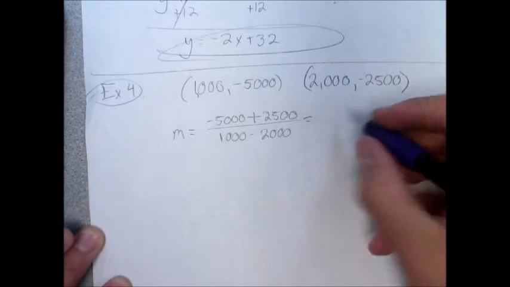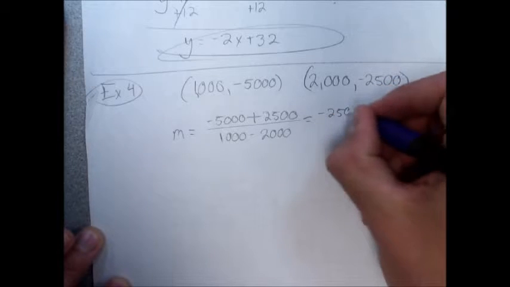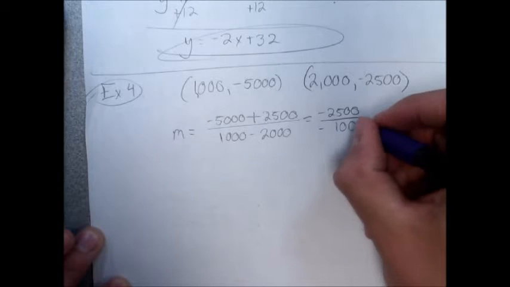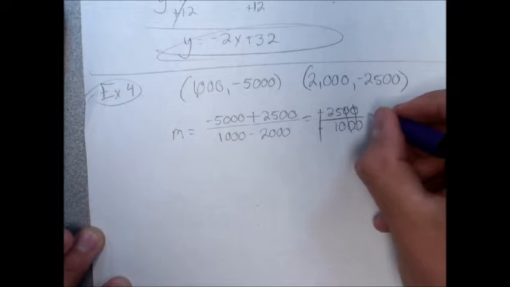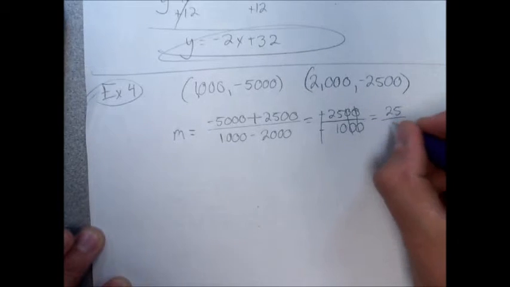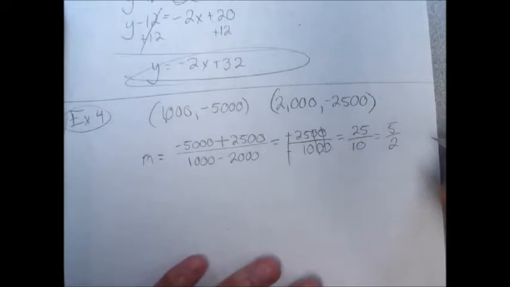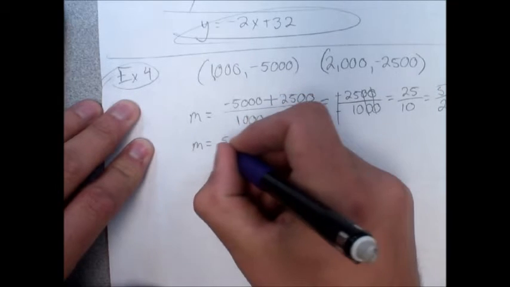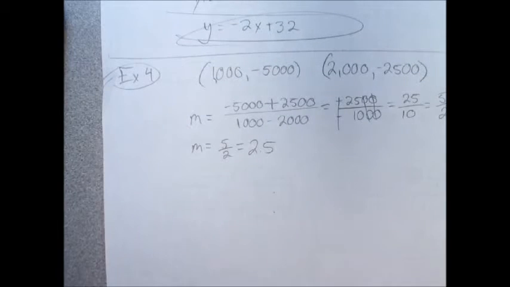Okay, I have negative 5,000 plus 2,500, which is negative 2,500, and 1,000 minus 2,000, which is negative 1,000, and those negatives will end up canceling out. So I have 25 over 10, and I can continue reducing this. I'm going to reduce it by 5, so I get 5 halves. So my slope is 5 halves. So I now know my slope is 5 halves, or 2.5, whatever you want to use. I'll use 2.5. Okay, so I now know my slope.